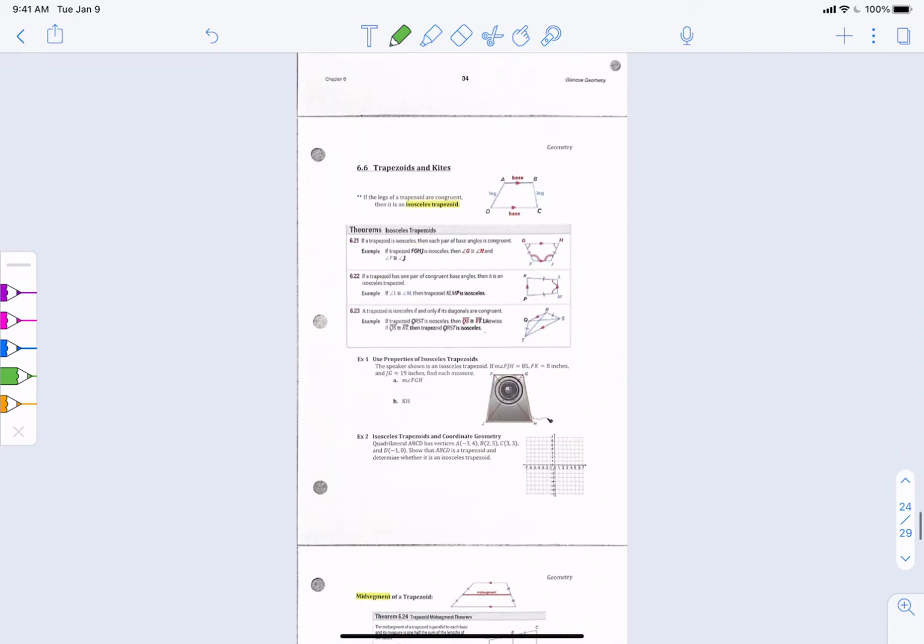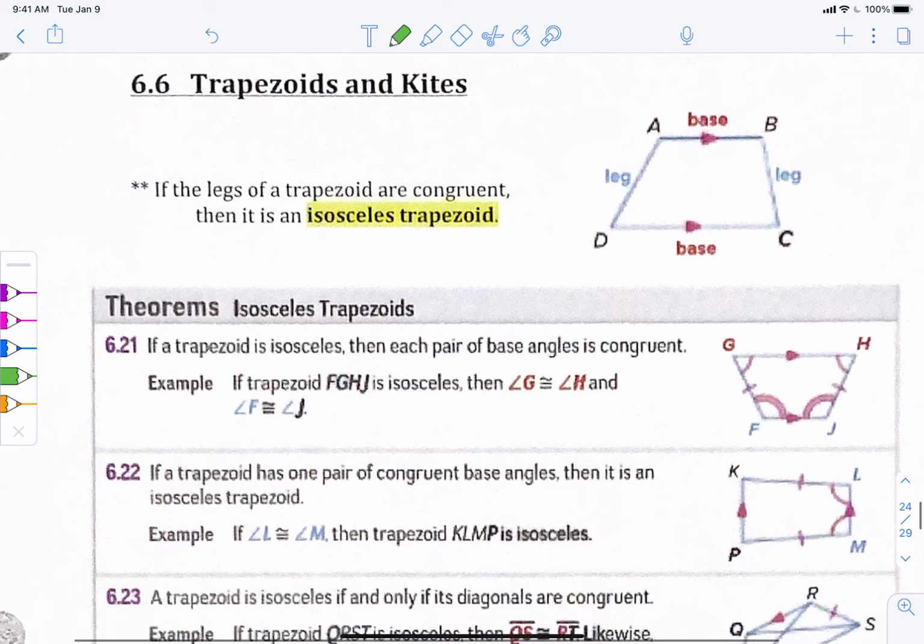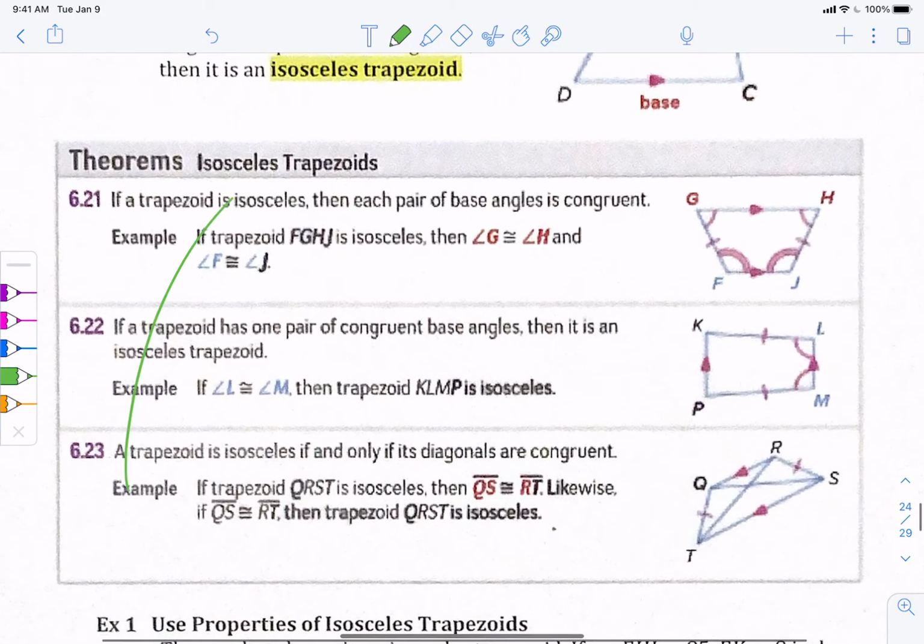All right, you guys have a piece of paper that looks like this. Take this one out, 6-6. Here we go. I'm gonna skip all of this stuff right here because we've done it on your sheet.